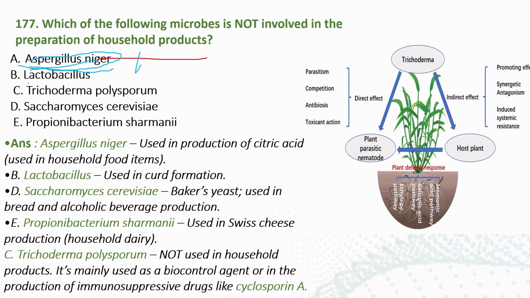And the next one, Lactobacillus. Lactobacillus is a commonly known bacteria because it helps in the formation of curd from milk, right? So Lactobacillus is also a household bacteria, whereas Trichoderma polysporum is not a household microbe. We'll discuss what it is used for. Whereas Saccharomyces cerevisiae is used in bakeries for yeast production.